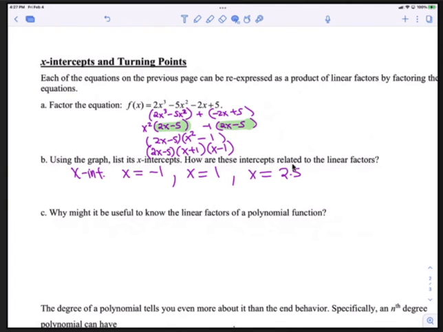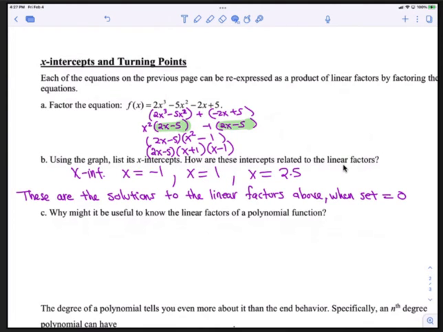Now, how are these x-intercepts related to the linear factors? They are the solutions to the linear factors above when you set them equal to 0. In other words, x minus 1 equals 0. When you solve that, you get x equals positive 1. And if you solve x plus 1 equals 0, you get x equals negative 1. And finally, if you solve 2x minus 5 equals 0, you would get positive 5 over 2, which is 2.5.